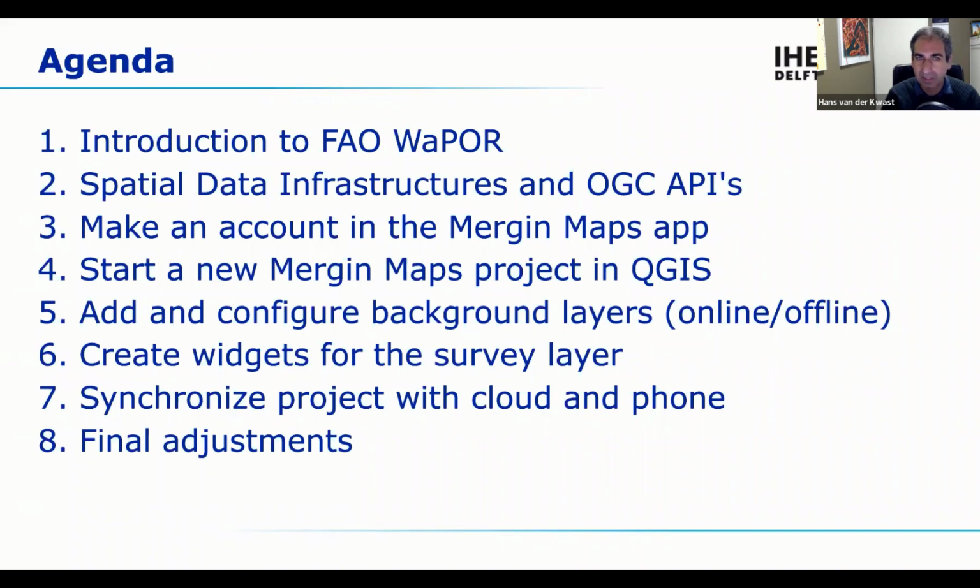So we're going to make an account in Mergin Maps and start a clean project in QGIS. Then we add and configure the background layers, both for online and offline use. Then we'll create widgets for the survey layer. So widgets are the nice features that you then can see on your mobile phone, like drop-down menus or sliders or a picture frame. Then you learn how to synchronize the project with the cloud and the phone. And we'll focus also on some final adjustments. It depends a bit on the time, what I can show you.